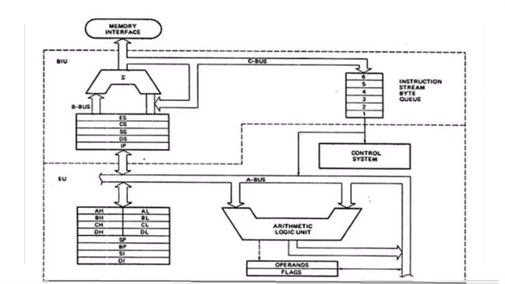This BIU fetches the data from memory and sends it to the execution unit. After the execution is done, the execution unit sends the information back to the BIU. Then it writes the data and sends it to the memory and ports. In the BIU, there are three functional parts.